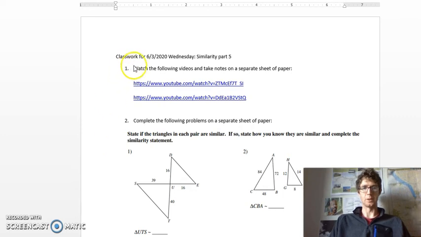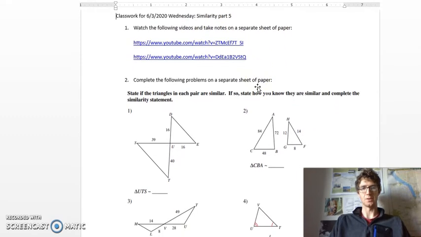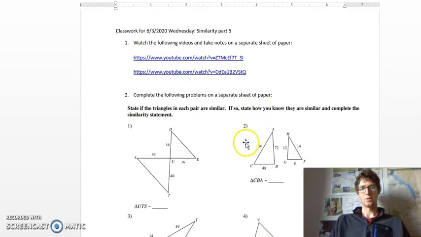Hi everyone, so I'm just going to be going over the classwork from June 3rd. It's a similarity lesson, basically stating whether triangles are similar and if they are, how to correctly indicate that mathematically.